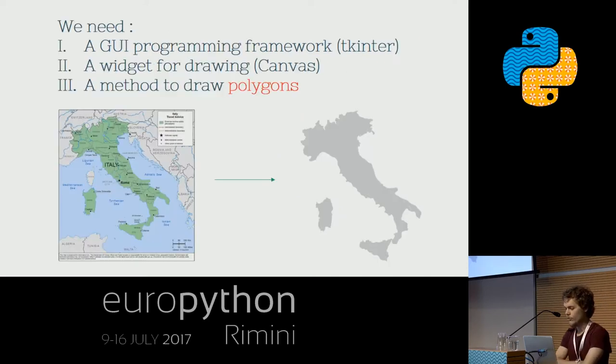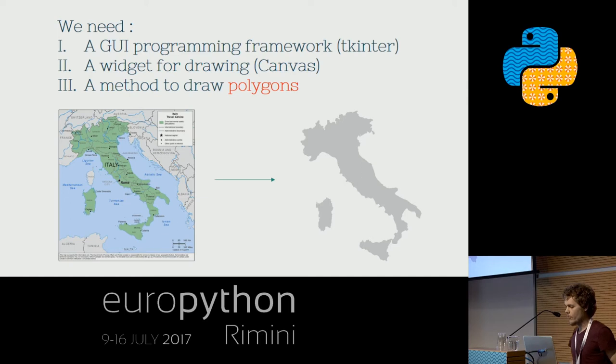So what I'm going to show now is how we can create a simple GIS software in Python, so a software to draw maps. The first thing that we need is a GUI programming framework. We have a lot of such frameworks in Python. We have PyGTK, PyQt, wxPython, PySide, but the one I'm going to use is tkinter. It's the Python interface to Tcl/Tk, and it's the only GUI framework that is part of the standard Python distributions, which means you don't have to pip install anything. By default, it's a built-in module.